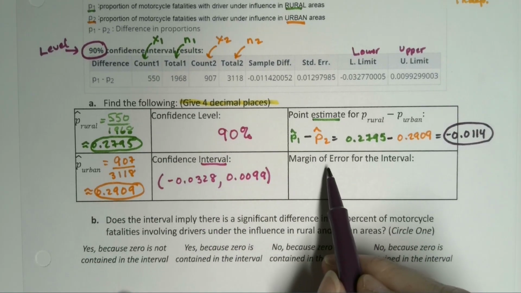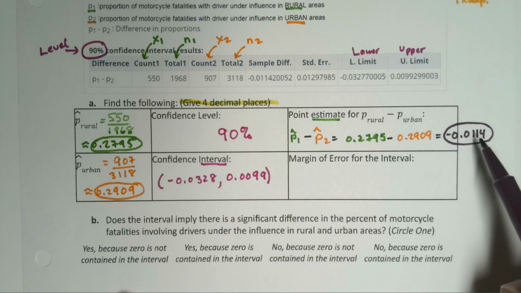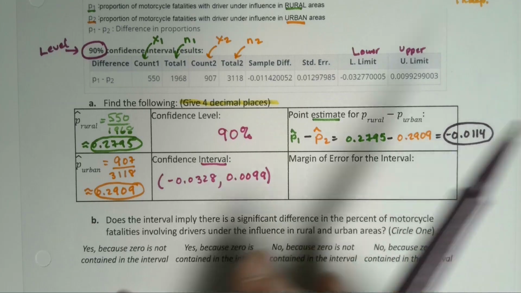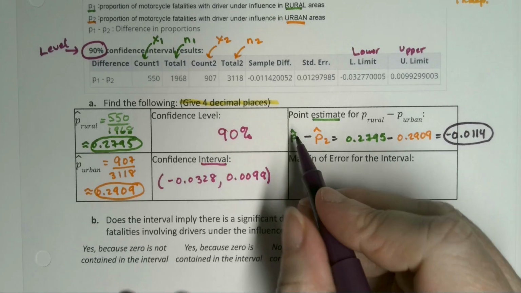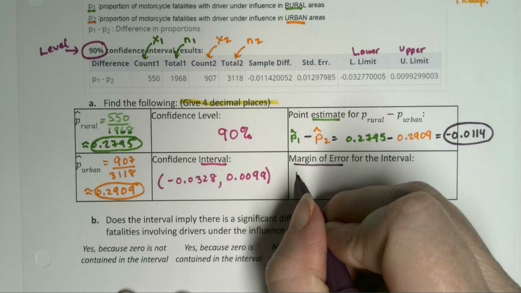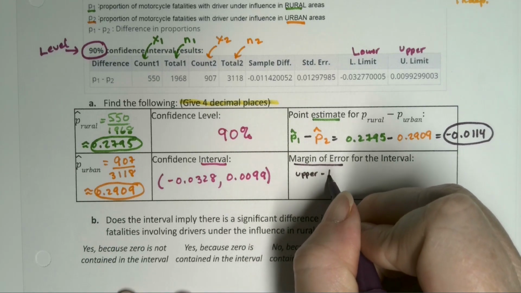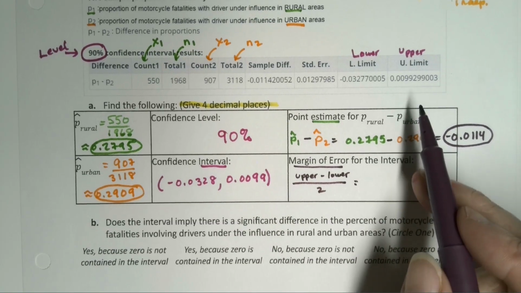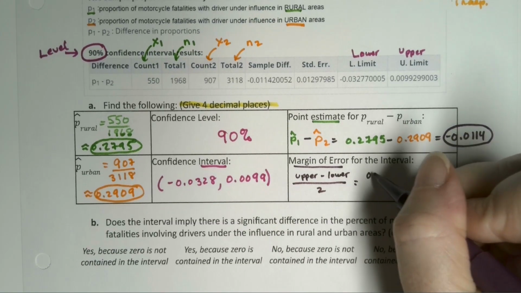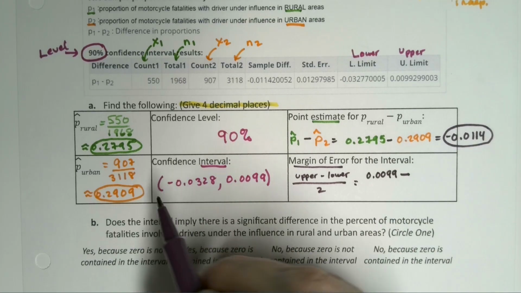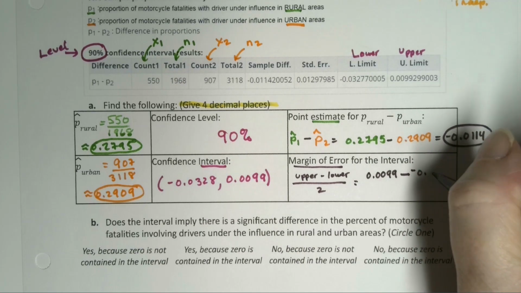All right, what about the margin of error? Well, the margin of error is the distance from the edges to that point estimate. But the easiest way to find it is the way we did it back in the day in chapter 9, which is you take your upper minus your lower and you divide by 2. Now the upper is 0.0099 minus your lower has a negative in it. That's okay, you just write negative.